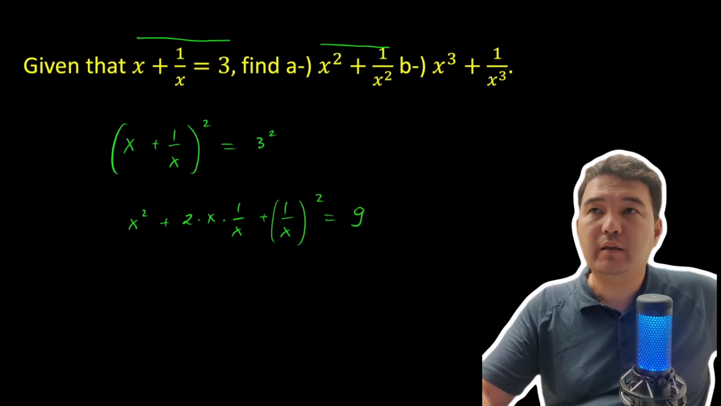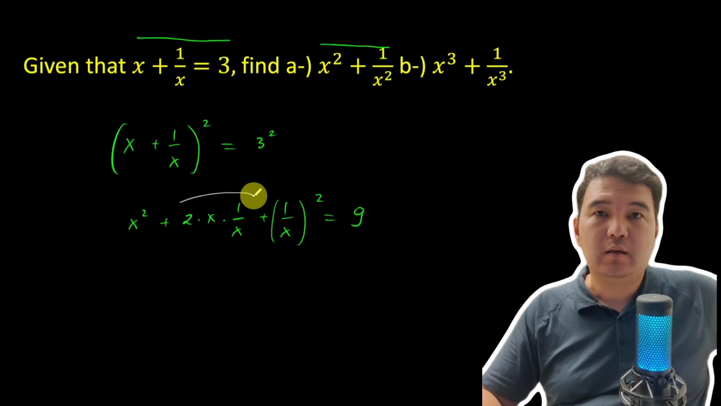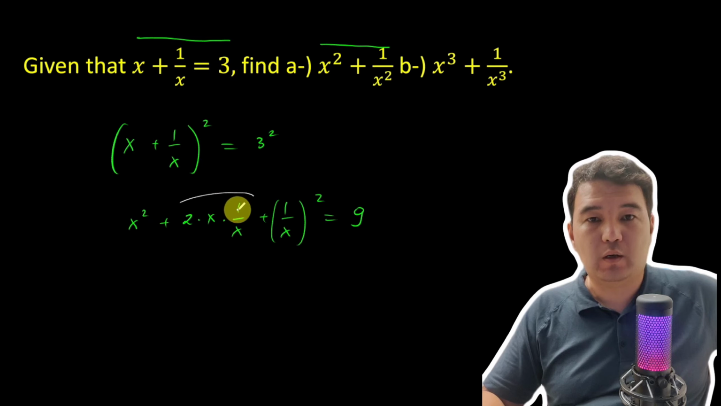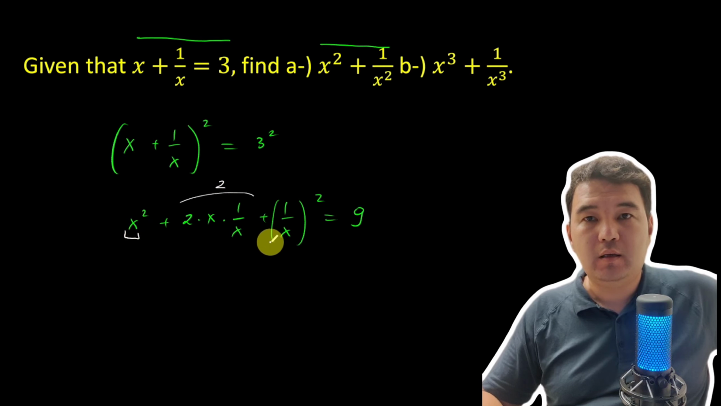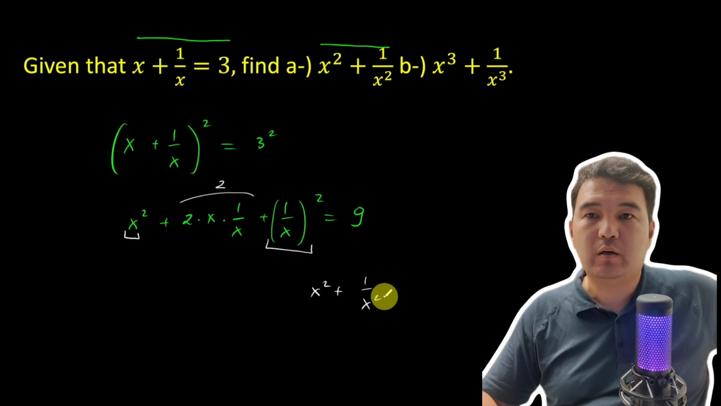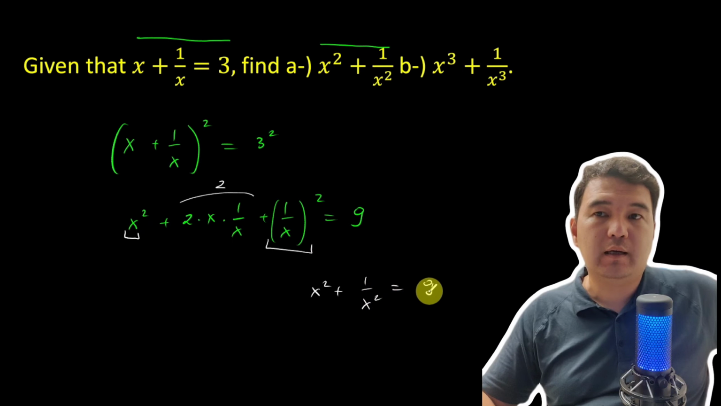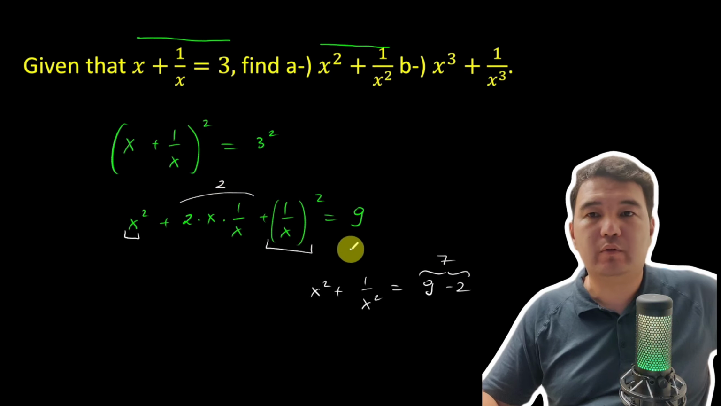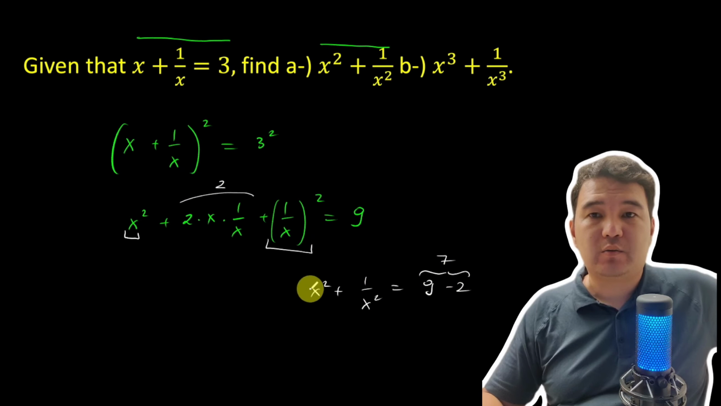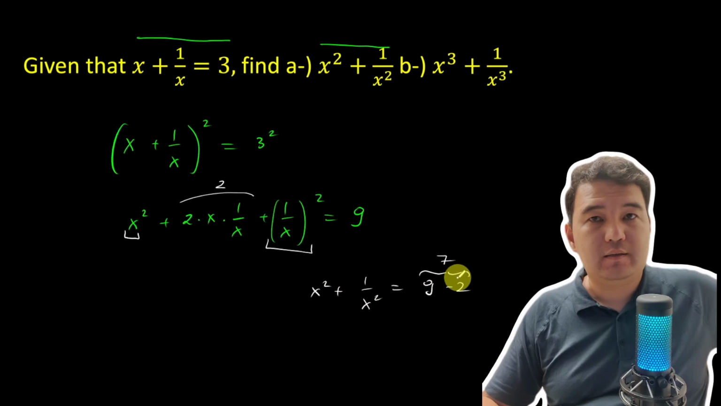Now pay attention to this part. In this part, x times 1 over x is just 1, so we have 2. That means x² plus 1 over x² will be 9 minus 2, or 7. We are subtracting 2 from both sides. So the value of this expression is 7. x² plus 1 over x² is 7.